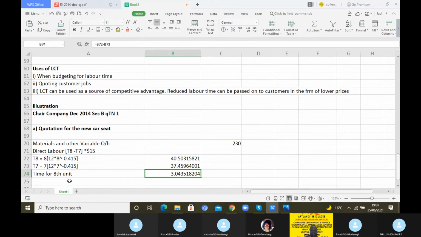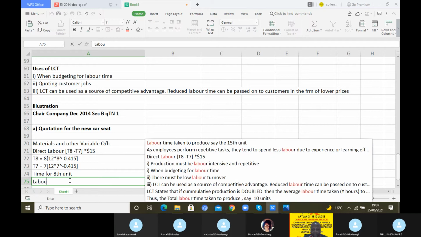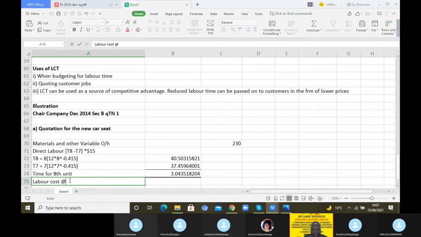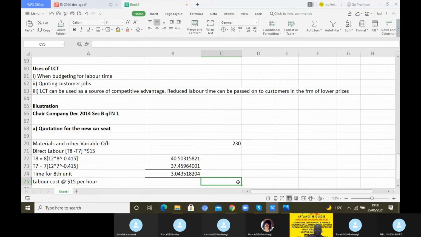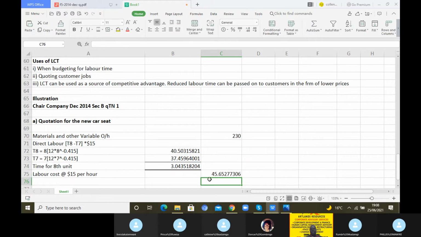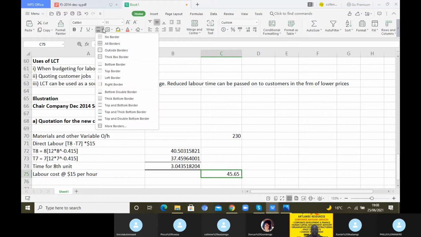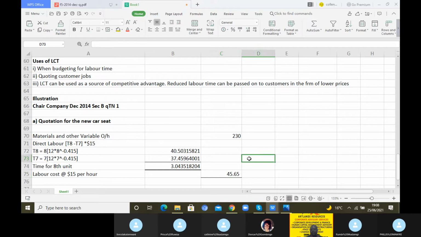And then I say labor cost at $15 per hour. Labor cost at $15 per hour. So I am now multiplying the units, the hours here, which is 3, multiplied by 15. You get that? So I now have the labor cost. So if I add 230 plus the labor cost, I get what is called prime cost, because this is direct material plus direct labor. The answer I get here is prime cost.